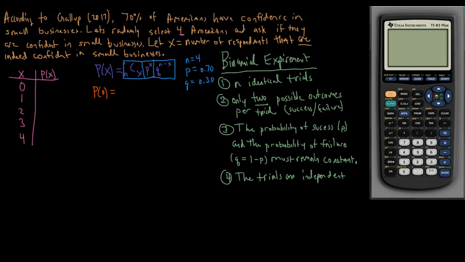And let's see what we have here. So let's plug into our formula. N is 4 for all of these examples. So it's 4 choose, okay, x is 0. So 4 choose 0 times P to the 0 power. Oh, we need to plug in what P is. P is 0.7. So 0.7 to the 0 power. So this times Q, which is 0.3 to the n minus 0 power. So 4 minus 0 power is 4.